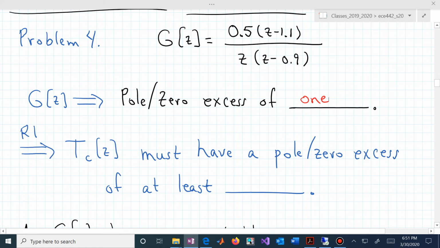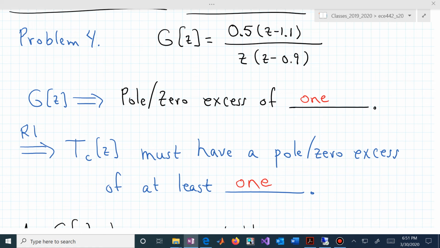If that's the case, then restriction 1 says we can't ask our controller to do the impossible, which says that we need the desired closed-loop transfer function, T sub C of Z, to have a pole zero excess at least as large as G of Z. So in this case, we need T sub C of Z to have a pole zero excess of at least 1. It could be 2, it could be 3, but you might as well start with 1 and see if you can accomplish what's needed without too complex a desired closed-loop transfer function, T sub C of Z.